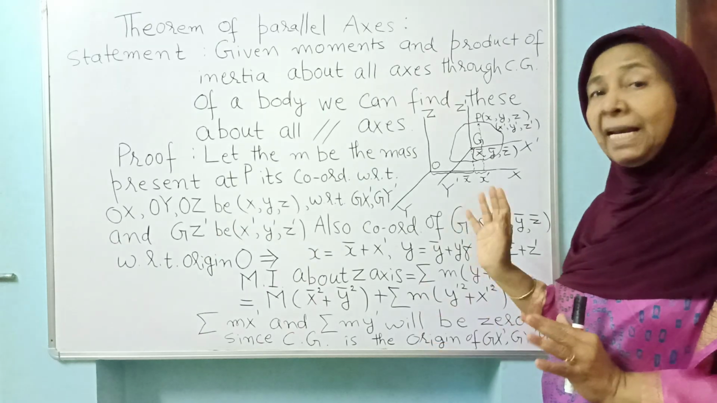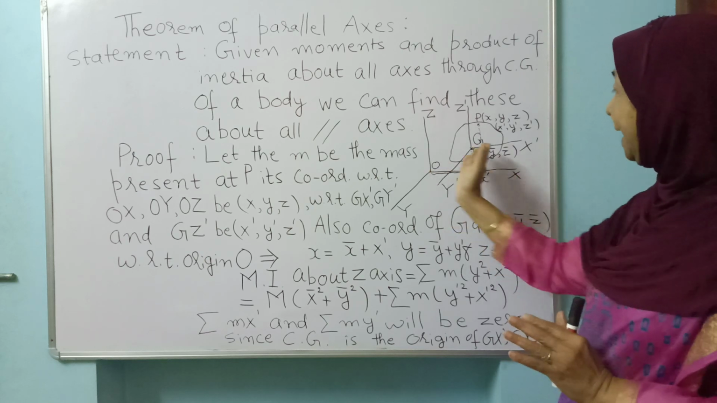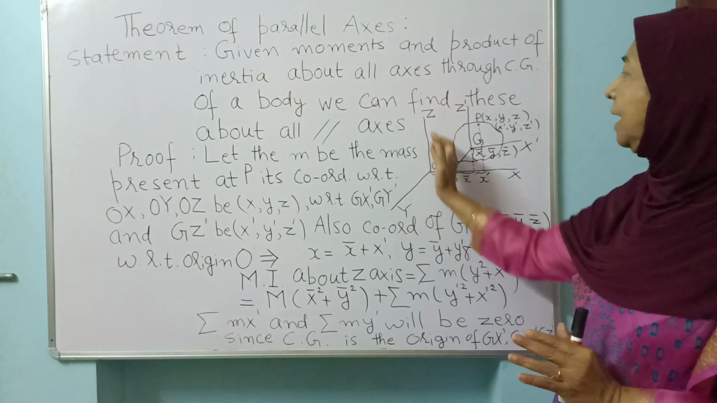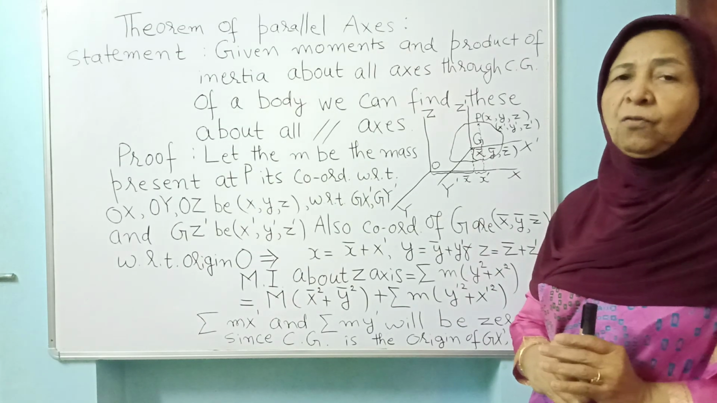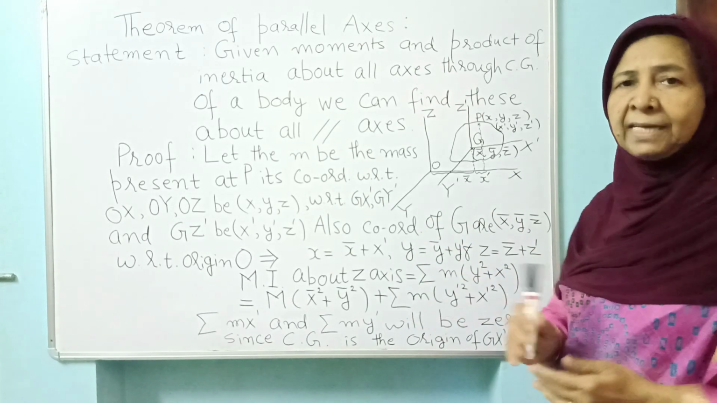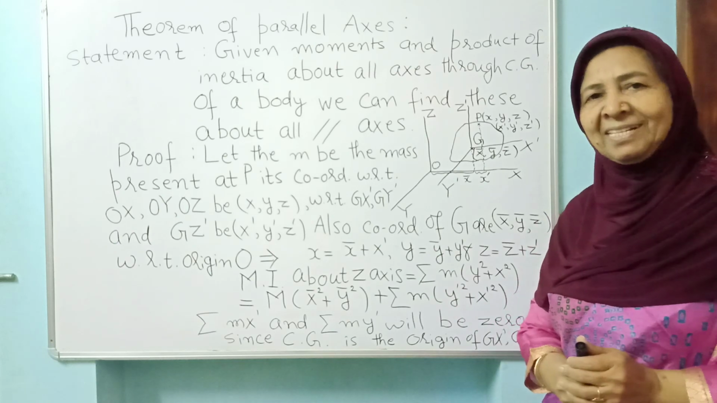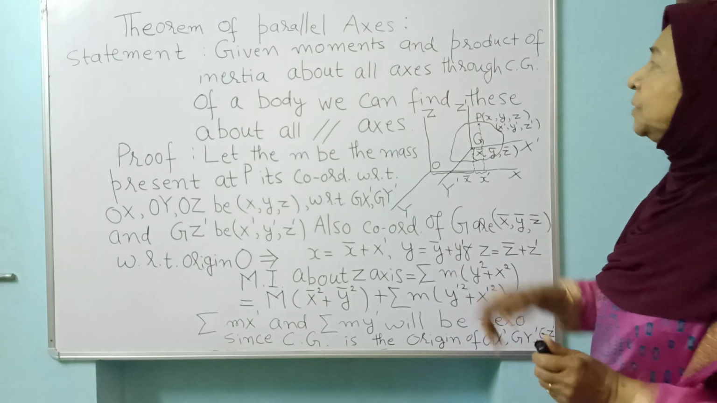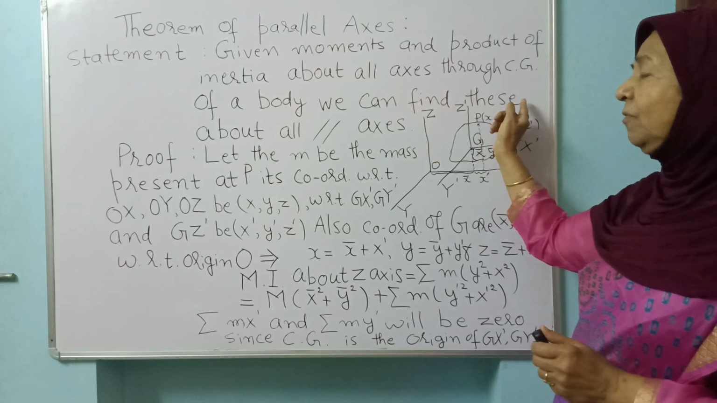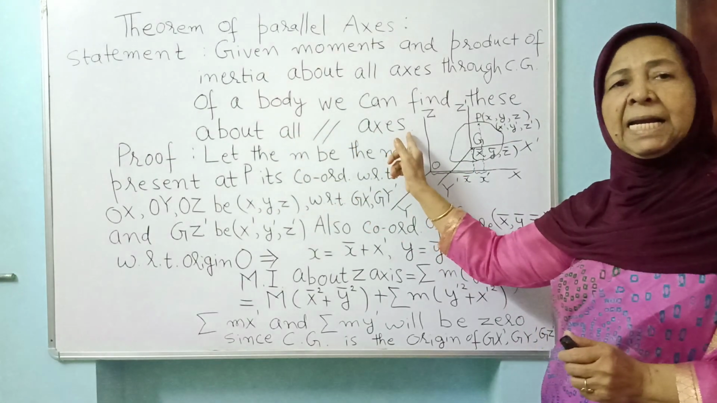Is that clear? Then we can find its moment of inertia about the parallel axes, about the axis OX, about the axis OY, and about the axis OZ. So first of all we will do it for the Z axis, and the rest of the axes you can do by yourself with the help of this result. Okay, so let us start. Given moments and products of inertia about all axes through CG of a body, we can find these moments and products of inertia about all parallel axes.